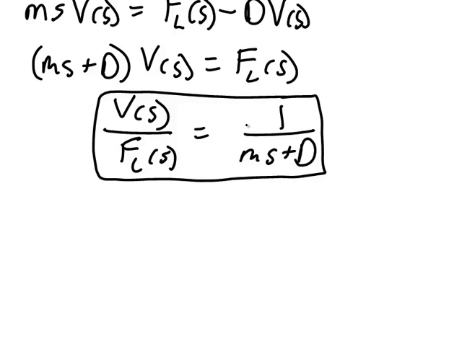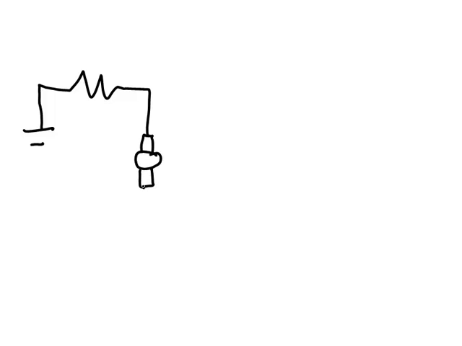Now, in the next part of the problem, we're asked to model the motor. This motor has an applied voltage, a resistance, and motor windings. The input is the applied voltage, and the output is the rotational velocity of the motor.